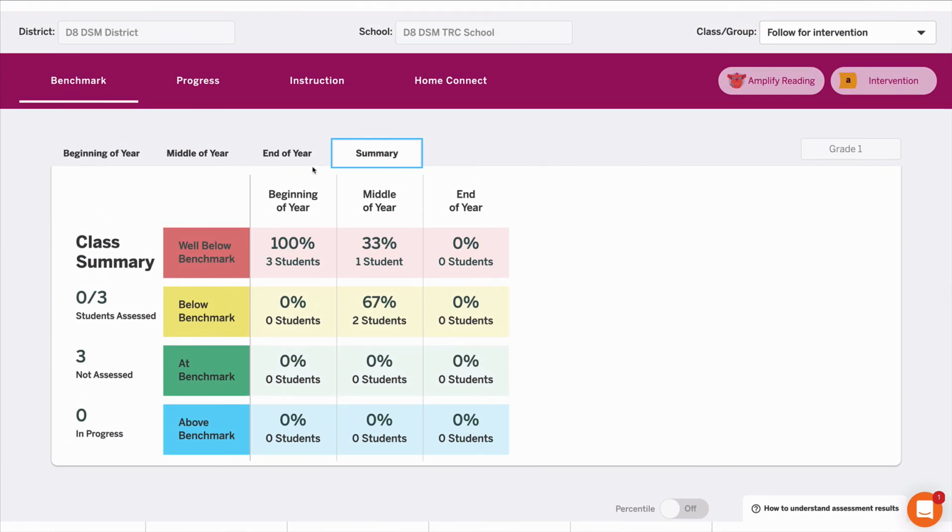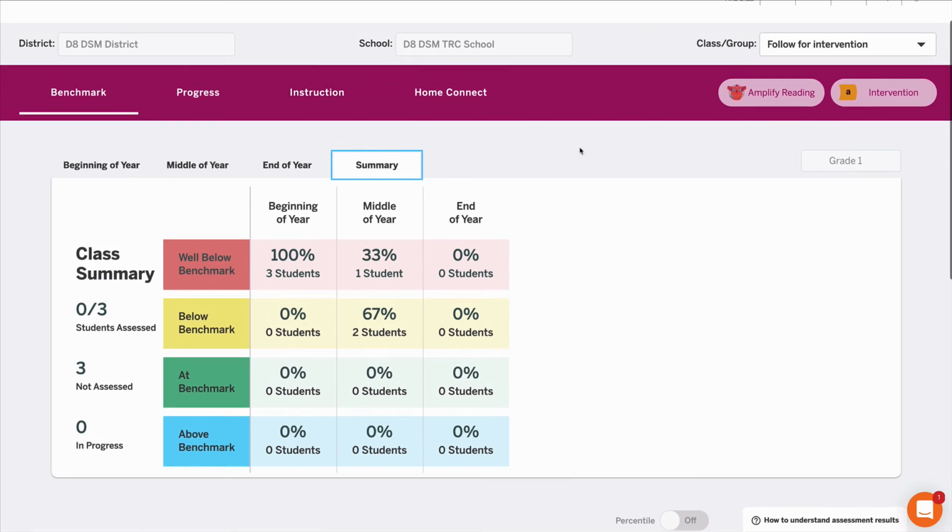When you create a custom group like this, that group will persist across all the different tabs. So for example, the instructional targeted instruction and groupings that exist in mCLASS would be available for these 3 students in the Follow for Intervention group.